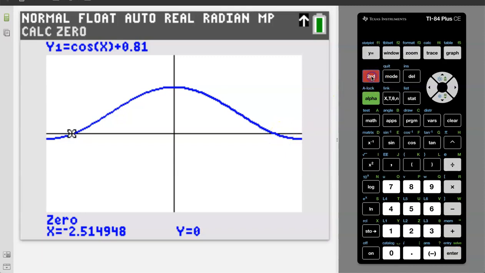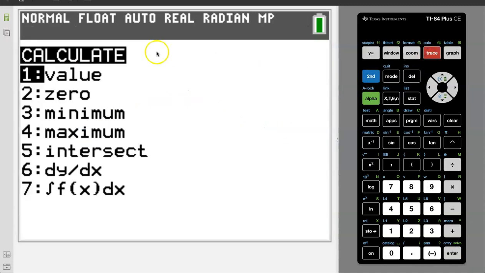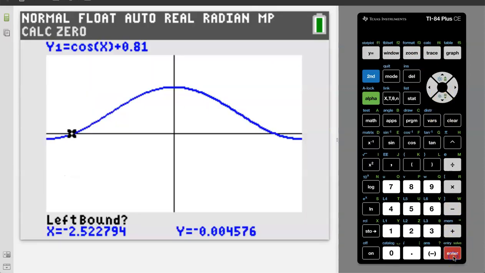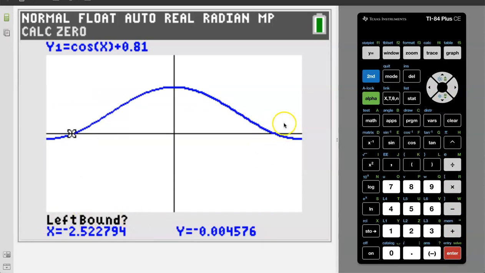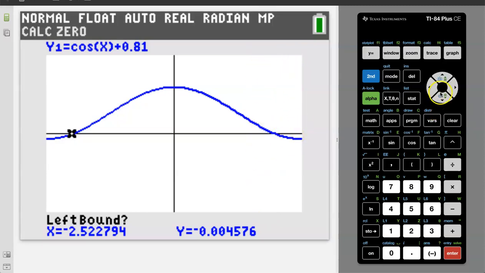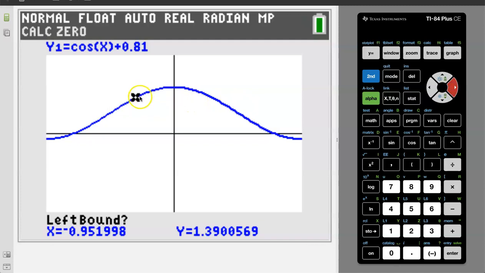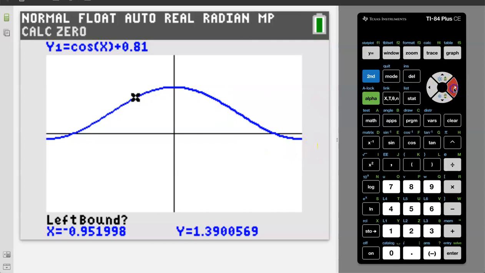I'm going to do second trace. That gives me the calculate menu, and I'm going to choose option 2. For the left bound for this point, I need to set a limit to the left of that point and to the right of that point. So I'm going to move my cursor with that right arrow closer to that point. I technically could set my left bound right here, right? Because I'm to the left of that point and there's no other 0 that would lie in between. So I actually could go that far left. I just prefer to go a little bit closer.